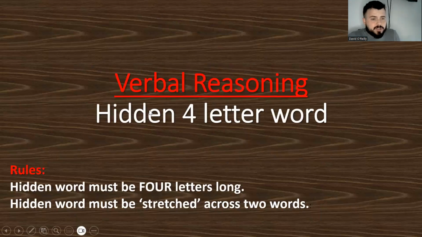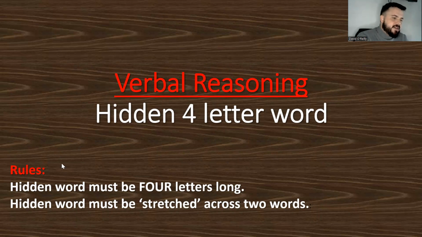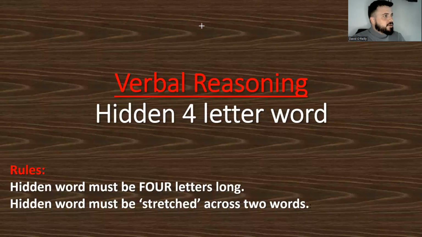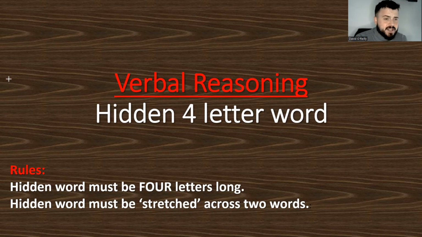Okay, so this week we've also looked at some verbal reasoning, and we looked at the hidden 4-letter word type of verbal reasoning. There are 2 rules. First rule is the hidden word must be 4 letters long, and the second rule is the hidden word must be stretched across 2 words. So I would say that quite a few of us were a bit confused with this at first, and you're supposed to be. Remember what I keep saying: if you see something for the first time, it's completely reasonable that it confuses you. But let's make sure we really understand it, because this is a very common type of verbal reasoning question.